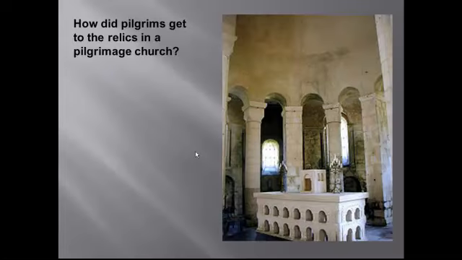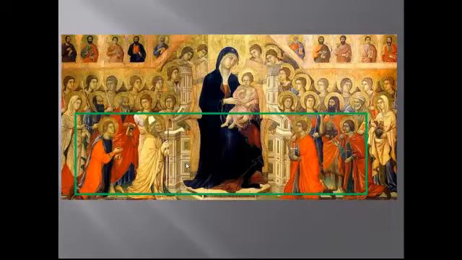How did pilgrims get to the relics in the pilgrimage church? What this is really asking for is what is the part of the church that gave entryway to the apse chapels, or the chevettes, or apsidal chapels, they're called by different names, where the relics tended to be housed. And this photo should give you a clue because it's a picture of that feature of the church.